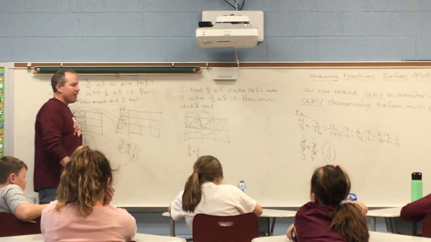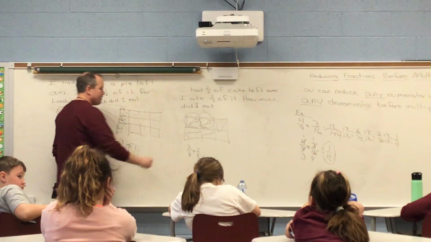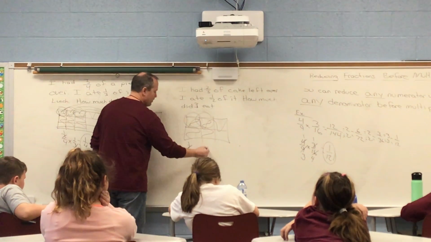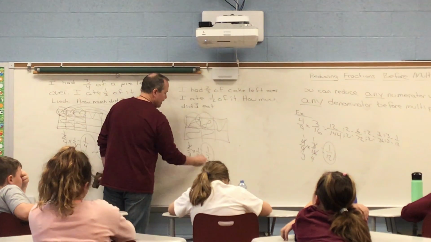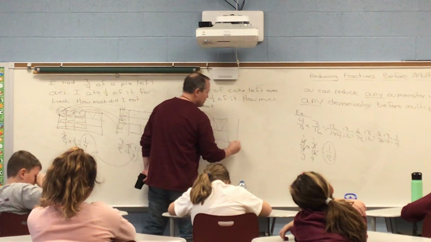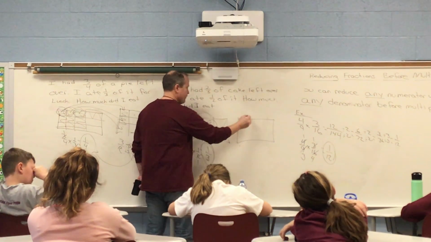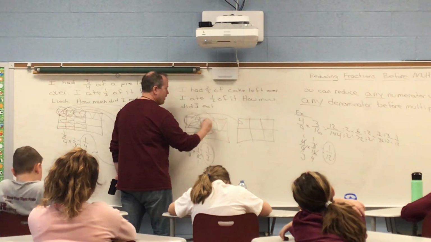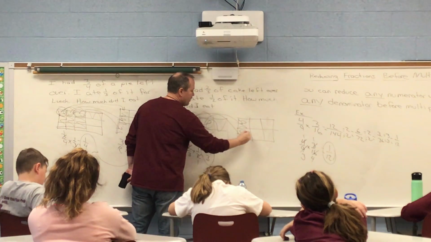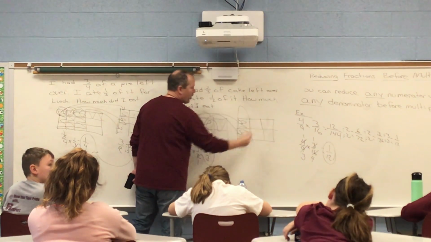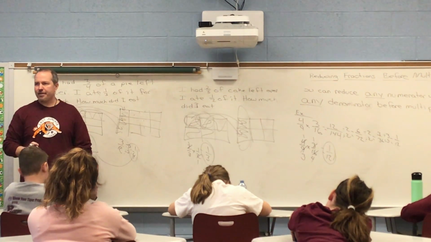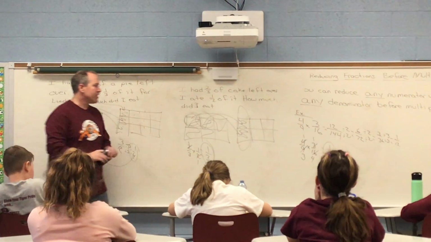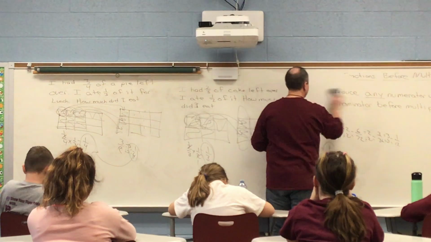2/3 times 1/2. I can reduce the 2's. 2 divided by 2 is 1. 2 divided by 2 is 1. Now multiply top times top is 1. Bottom times bottom is 3. Give me 1/3. If I drew this cake over here, this piece goes here. This piece goes there. That would be 1/3 of the entire cake. Does that make sense?